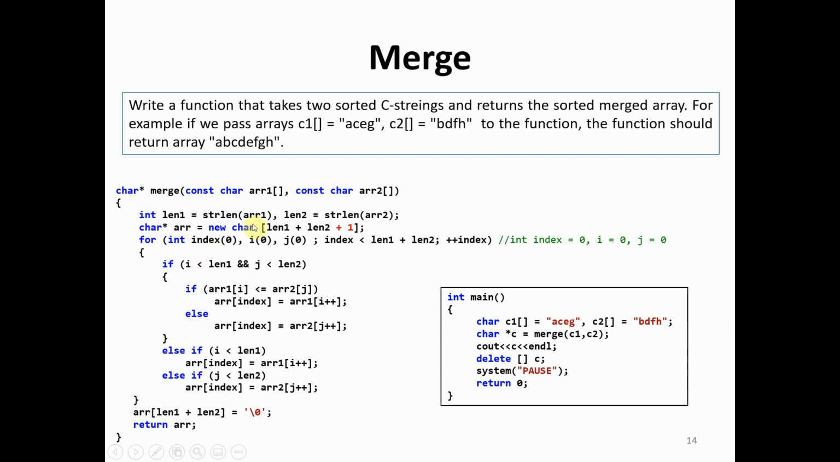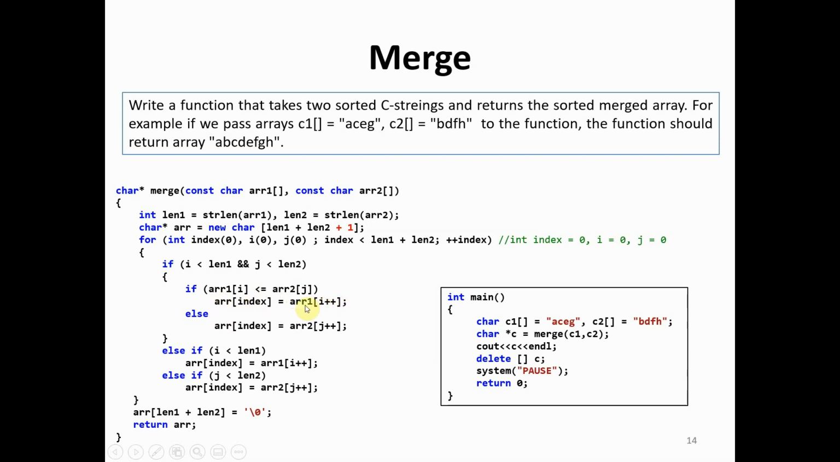And then inside this loop, we check as long as there are elements inside both arrays, let's say in this case C1 and C2, that haven't been moved to the result array. So what we're going to do is compare array1[i] and array2[j]. Whichever is the smaller is going to go to array[index]. This is the result array.